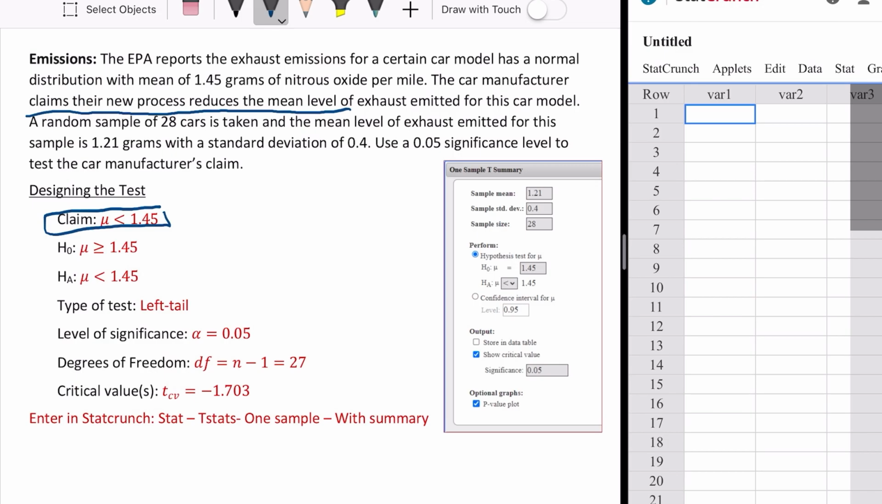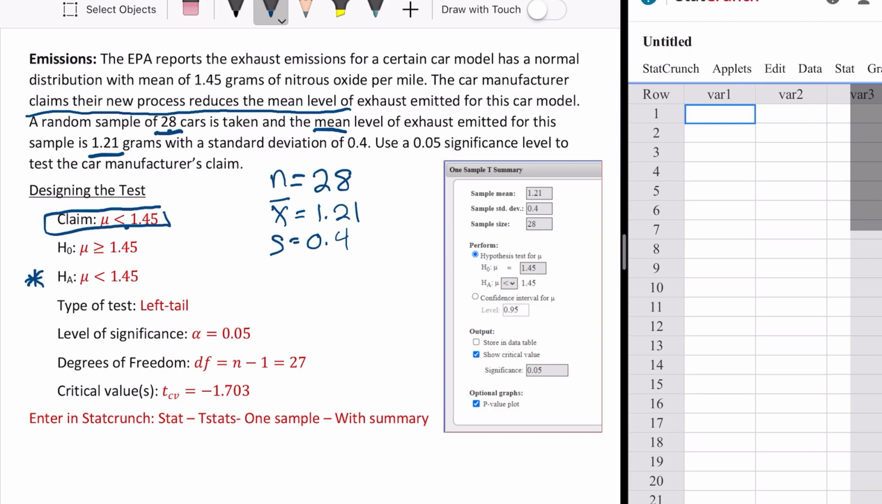So the other information I have here: I have a random sample of 28 cars, so that means n equals 28. That sample has a mean exhaust of 1.21, so that is our sample mean. And then the sample standard deviation is 0.4. So that claim, mu is less than 1.45, means our alternate hypothesis is the claim. And we're doing less than, so that's going to be a left tail test.